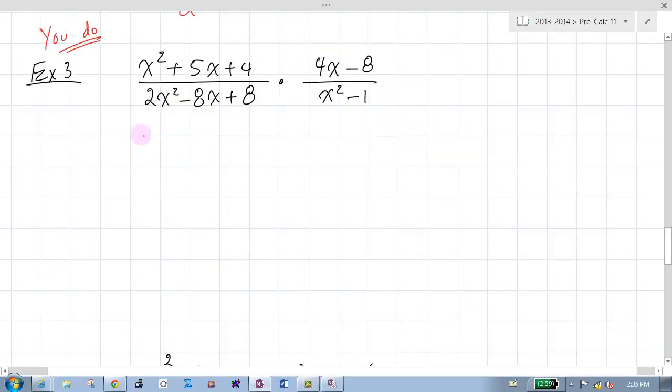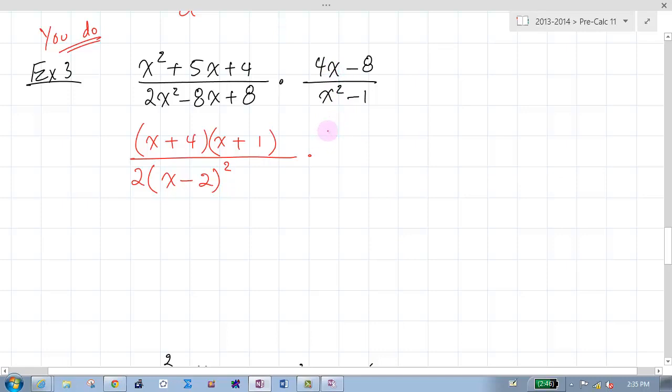Okay, so let's do this one quickly together. I'm going to factor everything. I'm going to factor the numerator of the first one, and it'll be x plus 4 and x plus 1. I'm going to factor the denominator. I'm going to take out the GCF first. 2 is the greatest common factor. I'm going to take that out. This becomes x squared minus 4x plus 4. So this is an x minus 2 squared times.